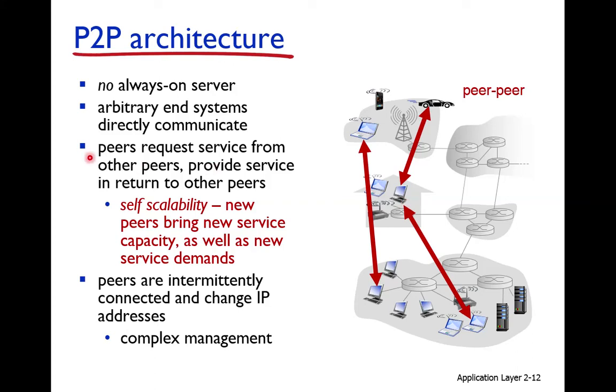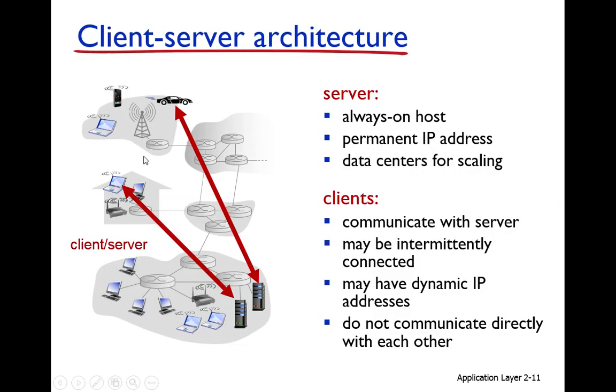So the peer-to-peer architecture is arbitrary, and systems can directly communicate with each other. The peers request service from other peers, and also provide service to other peers. So this has scalability. We will discuss them in more detail.